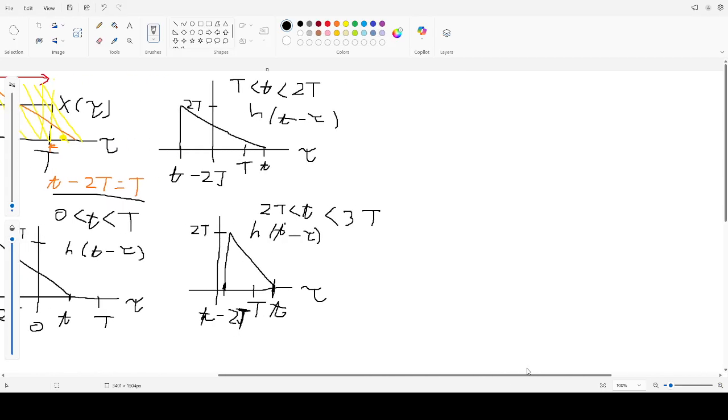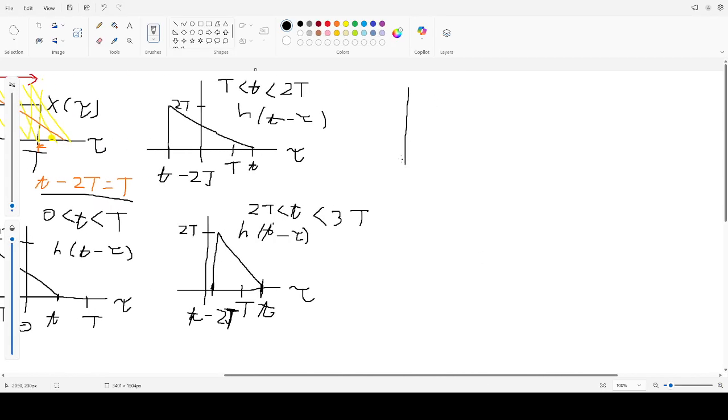And then in case 4, the triangle is now completely past that rectangle. There's t, little t, t minus 2 big T, height of 2T. Let's get that better this way. There we go. So this is t greater than 3T for h of t minus tau.